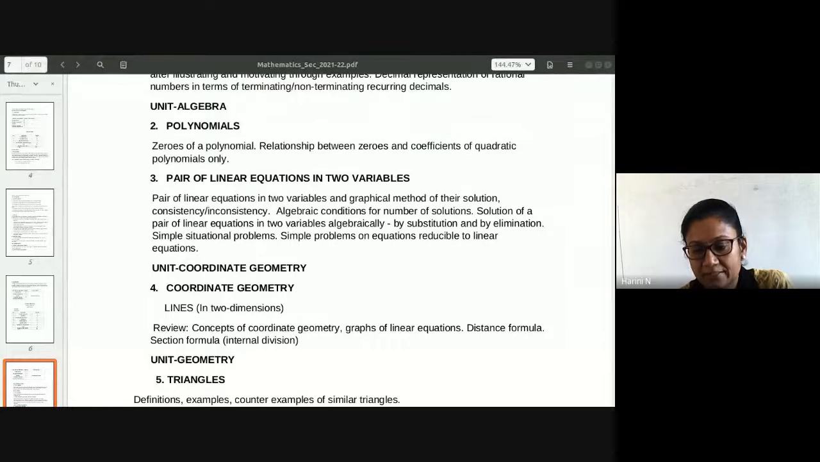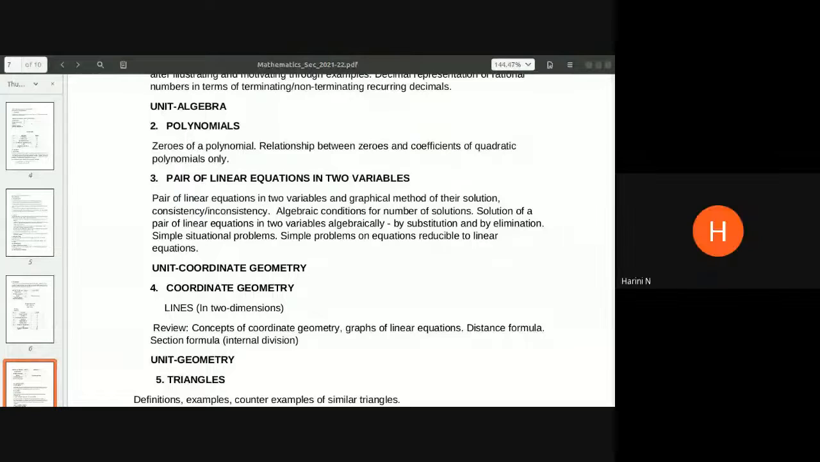I hope you're seeing my screen. Yeah, ma'am, it's visible. Okay. I am on that page where the pair of linear equations in two variables is projected. Are you seeing it? Yeah, ma'am. Yes, ma'am.